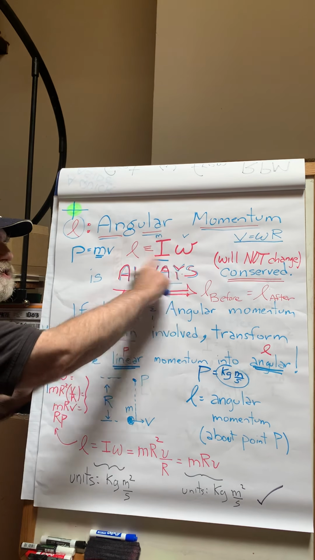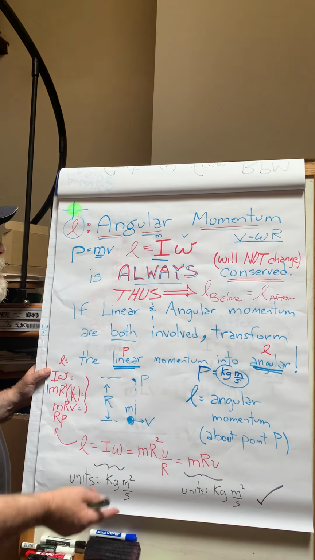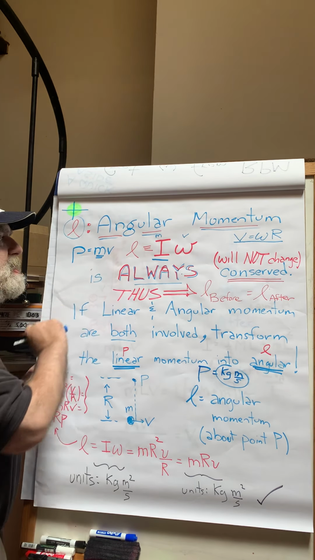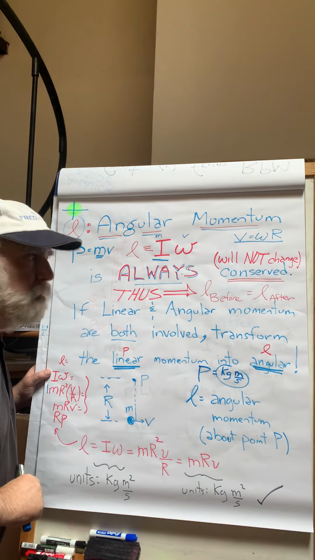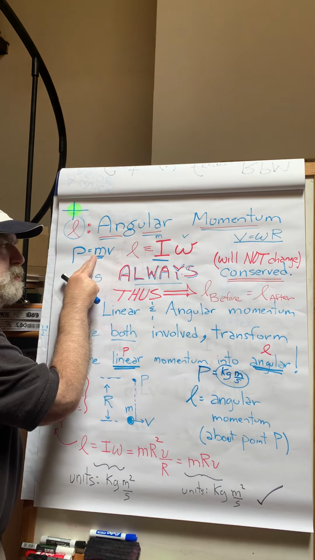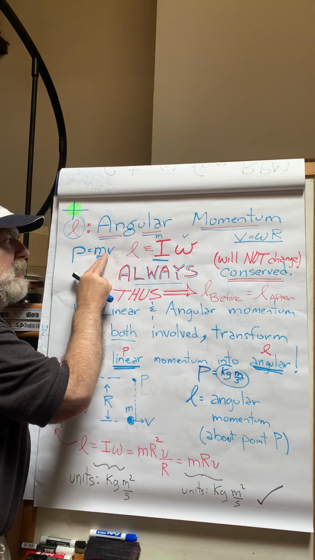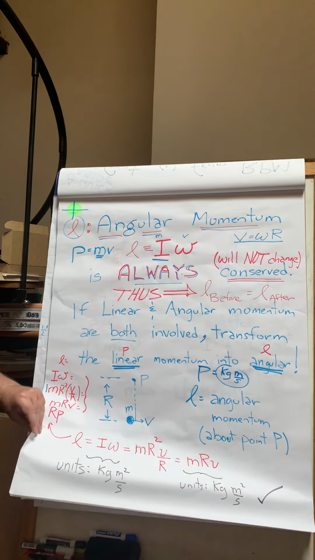This is one of those equations that you should memorize, although it really doesn't require memorization because you already know that P equals mv, and for every linear equation, there's an angular analog. So P equals mv, and L in the rotation is rotational mass, moment of inertia, times rotational velocity, which is omega in radians per second.